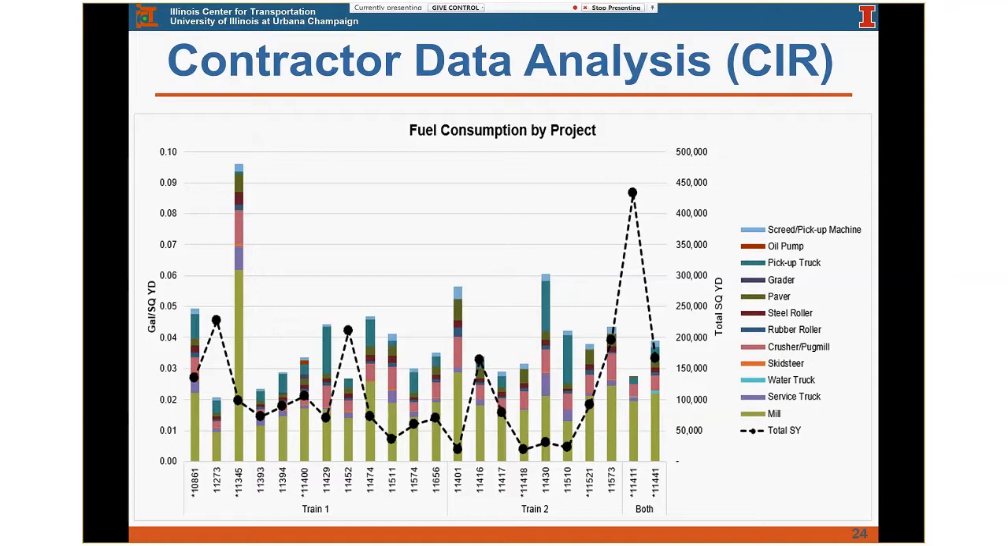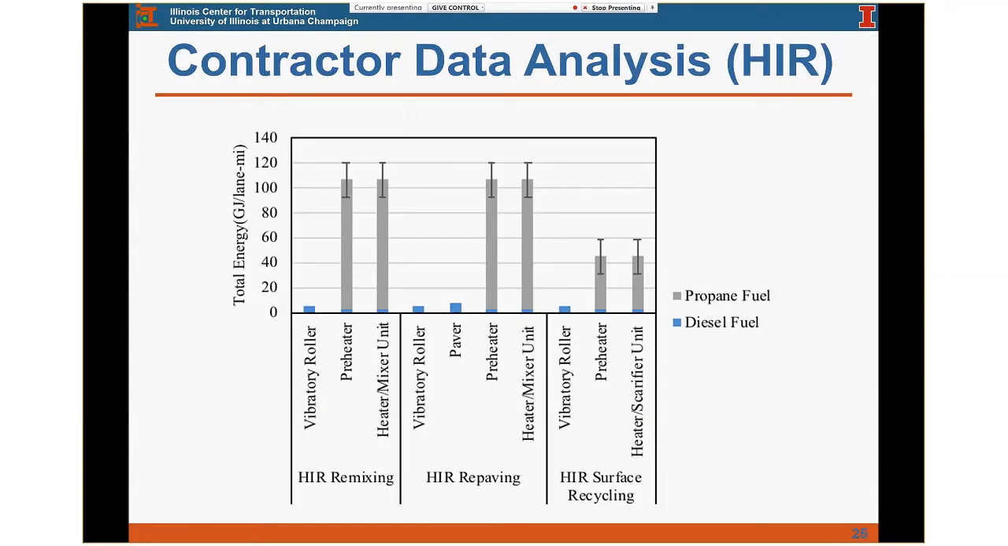And of course, it changes from project to project. Our job in this work is to find what really made those changes. In some of the projects, we see a very high usage of fuel. In some projects, we have very little usage per square yard. So our objective is to find out if there are any trends that we can identify to be able to use in our program. And this is just another example that is a result of our work with an HIR, hot in place recycling contractor.